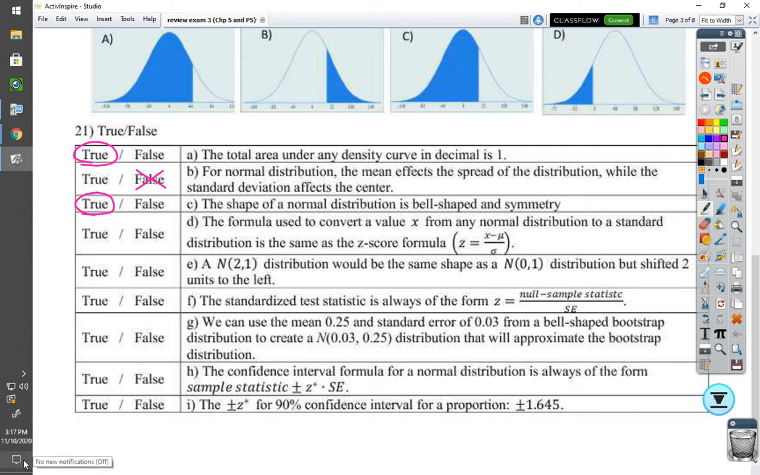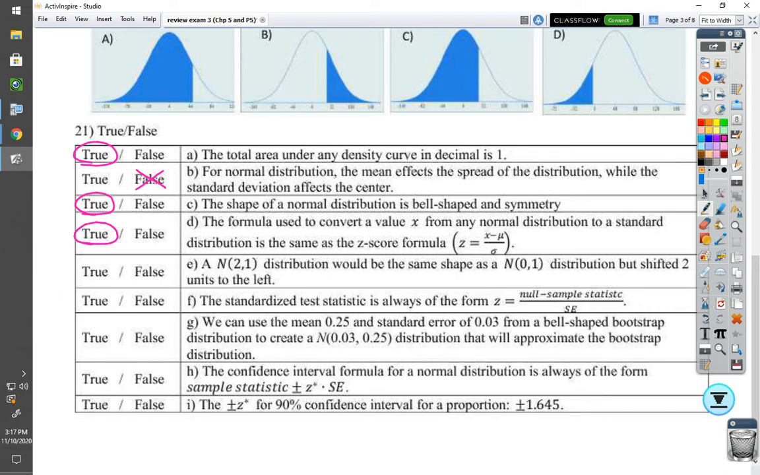Letter D, the formula used to convert a value x from any normal distribution to a standard distribution is the same as the z-score formula, z equals x minus mu divided by standard deviation. True.